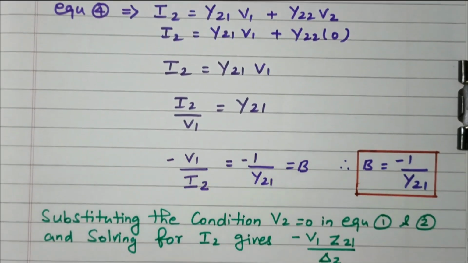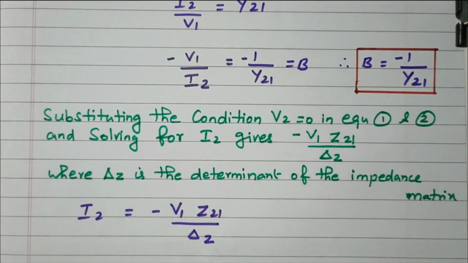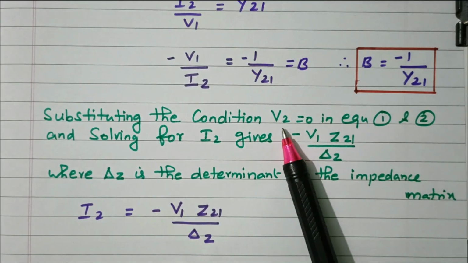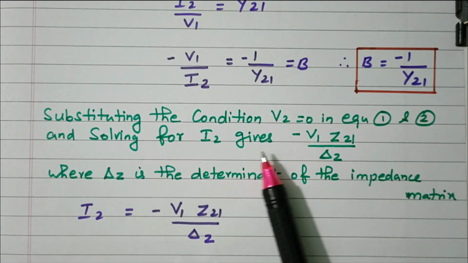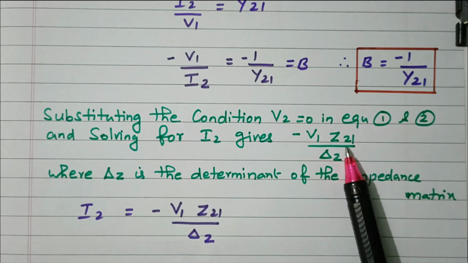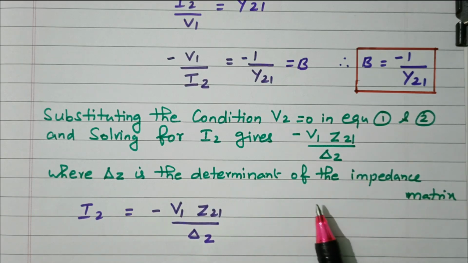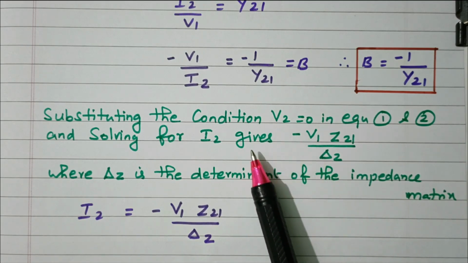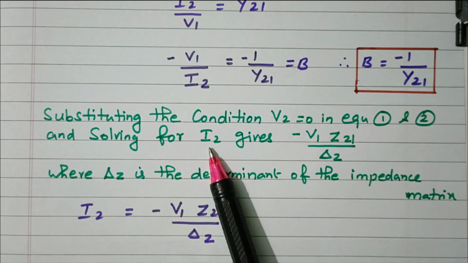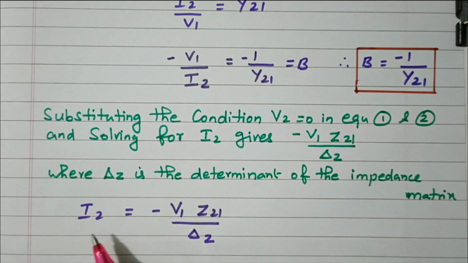For that, substituting the condition V2 equal to 0 in equations 1 and 2 and solving for I2, that will give minus V1 Z21 divided by delta Z. So I2 equal to minus V1 Z21 divided by delta Z. We know that delta Z is the determinant of the impedance matrix. Now we'll see how to find the B value.